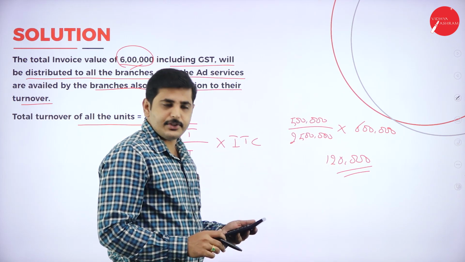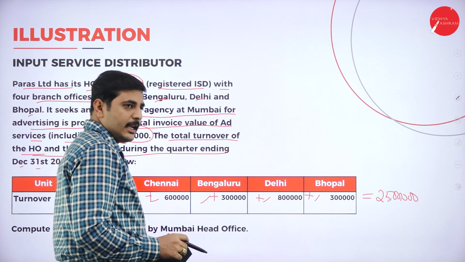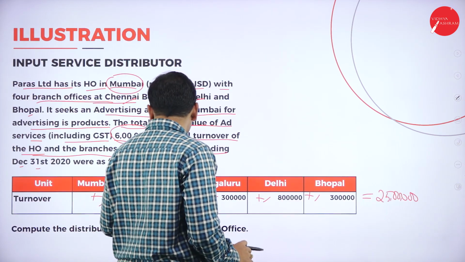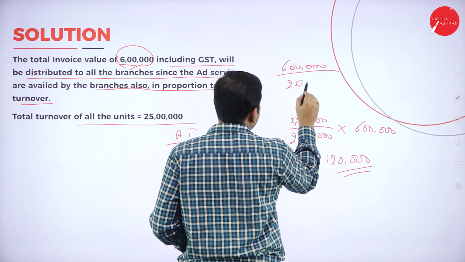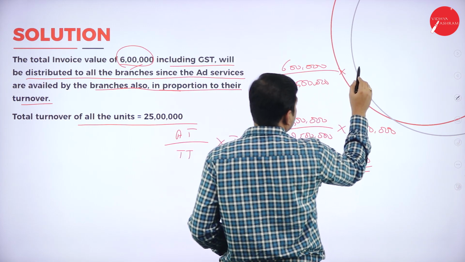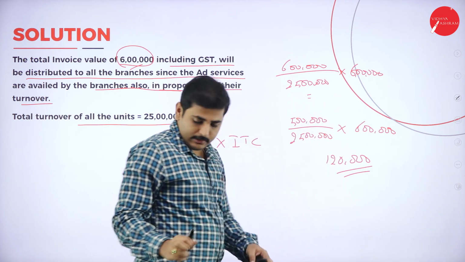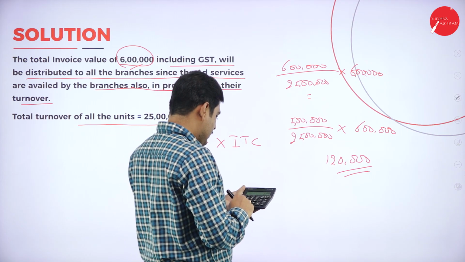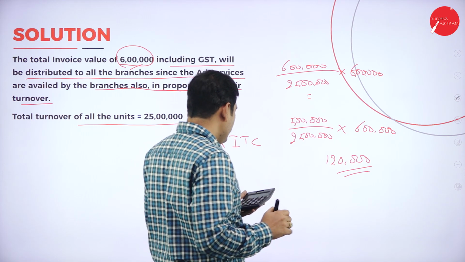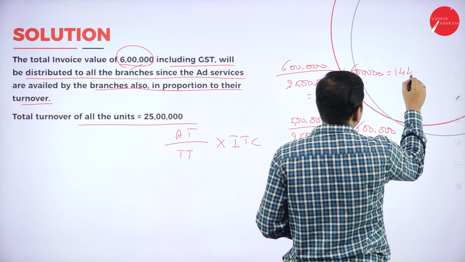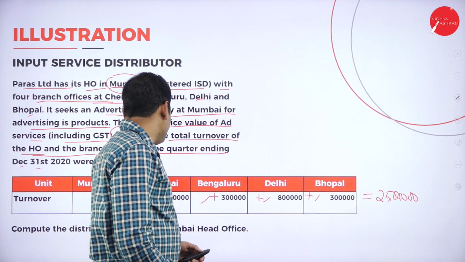Now again, the next branch. Let's calculate here for the Chennai branch. What is the Chennai branch turnover? 6 lakh. So 6 lakh divided by total turnover 25 lakh into the ITC available, which is 6 lakh. How much will you get? Let's calculate: 6 lakh divided by 25 lakh into 6 lakh. We'll get 1,44,000. 1,44,000 is the ITC available for the Chennai branch.